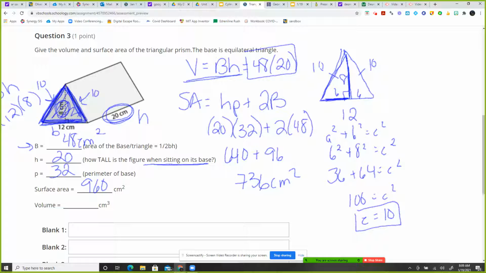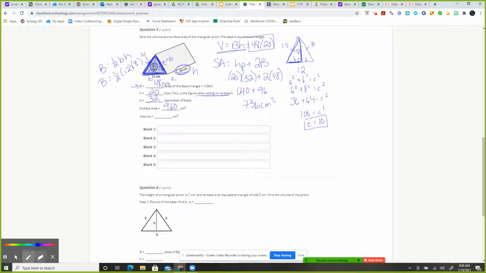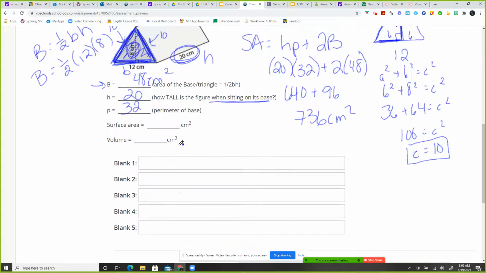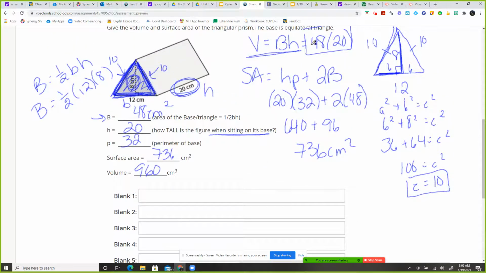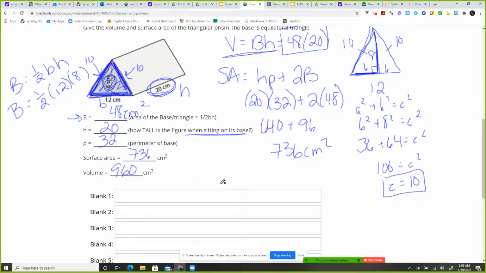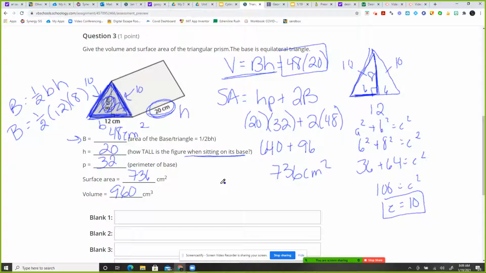Oh, wait, I put that in the wrong spot. So our 960 goes here and 736 goes here. The surface area is 736 and the volume was 960. Be careful with triangular prisms. There's a lot of nuttiness that happens with them. Any questions on that one?